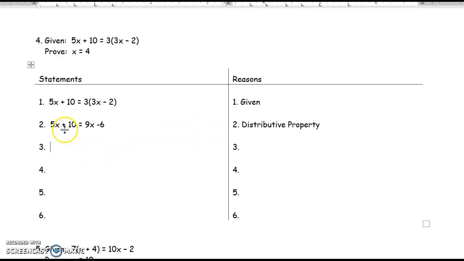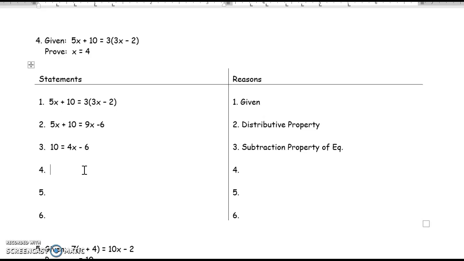All right, so 5x plus 10 equals 9x minus 6. Now I'd want to subtract 5x from both sides. 5x minus 5x that cancels out. I'm left with just 10. 9x minus 5x is 4x. And then a negative 6. So that's our subtraction property of equality. Notice I kind of just shortened it to EQ.